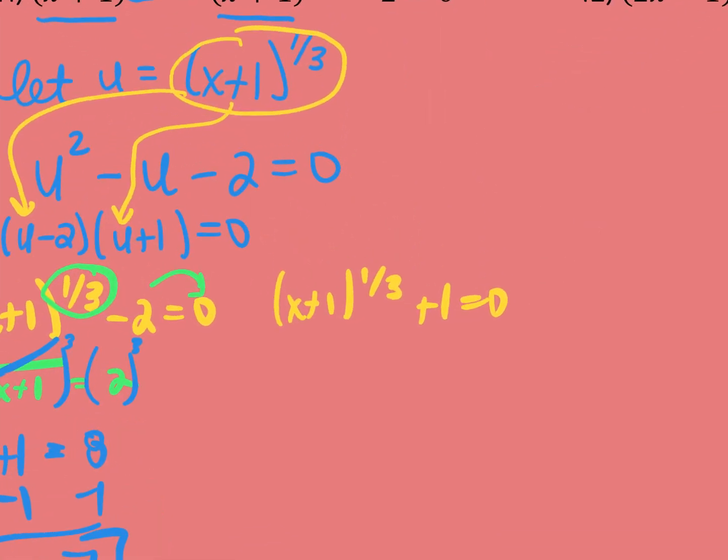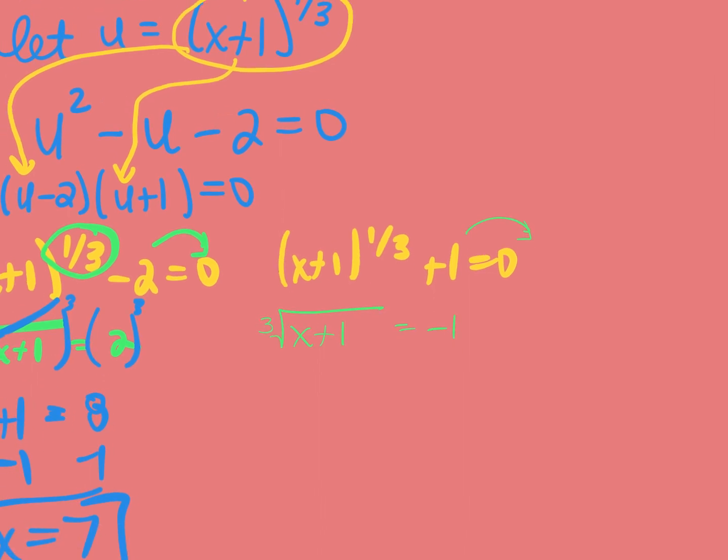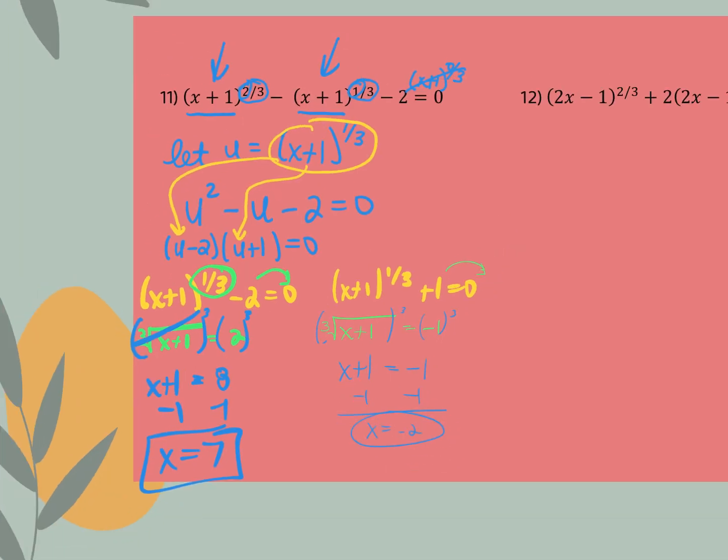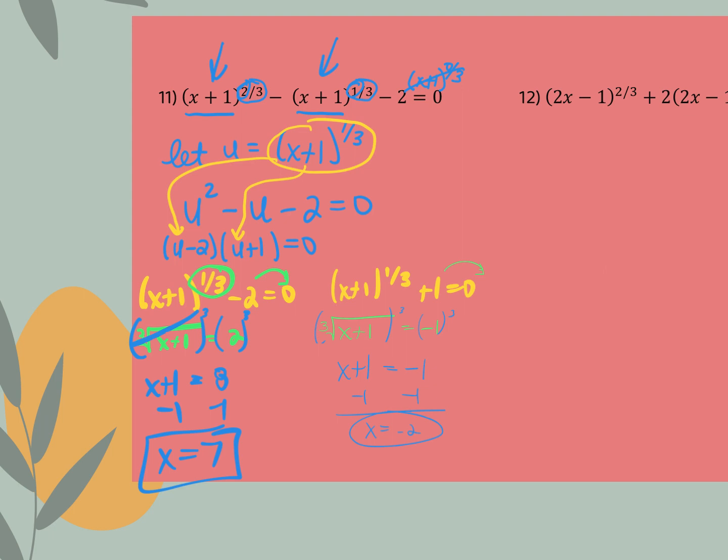Same thing over here. I'm going to rewrite this as the cube root of x plus 1. If I move this 1 over, this becomes -1 over here. How do you get rid of a cube root? Well, we're going to cube both sides. So x plus 1 equals -1 times -1 times -1, which is -1. I'm going to subtract 1 from both sides, and I get x equals -2. So your two solutions are x equals 7 and x equals -2.